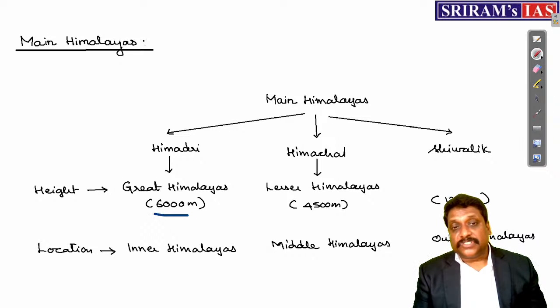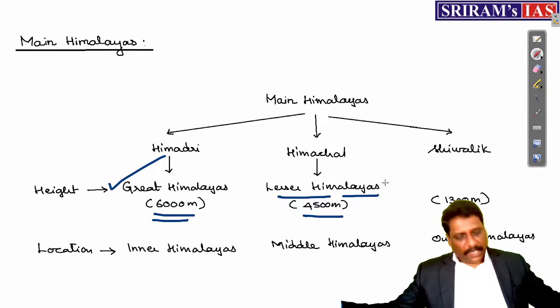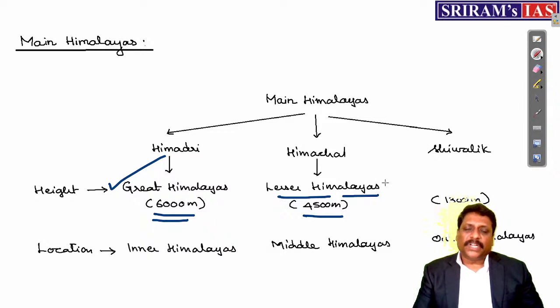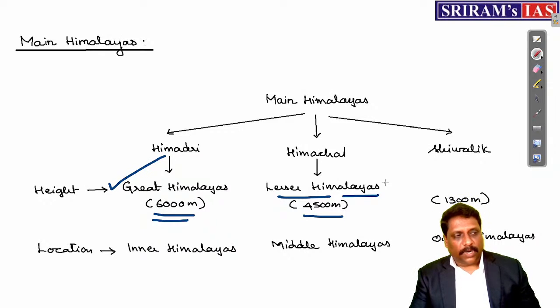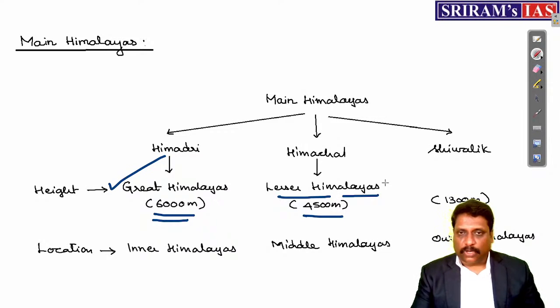Based on height, my dear friends, 6,000 meters tall mountains, you call them as what? Great Himalayas. Comparatively less in height, 4,500 meters, you call them as what? Lesser Himalayas. Shivalik can also be called as what? Lesser Himalayas. But along with Himachal, I can call Shivalik as what? Lesser Himalayas. Okay. That's where the larger idea is all about.